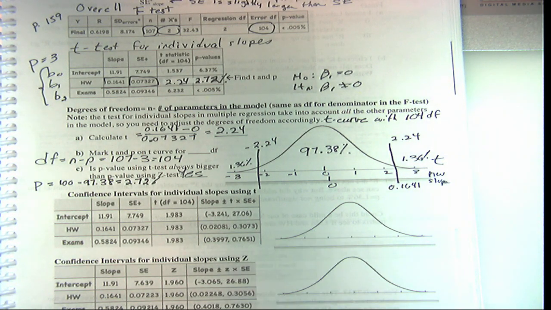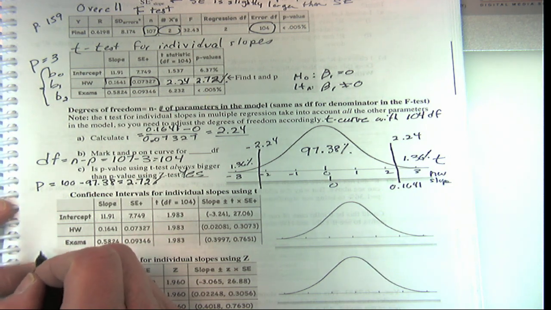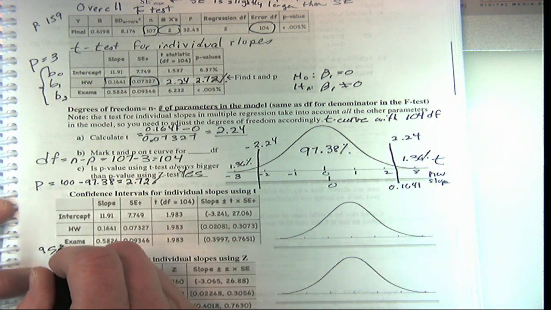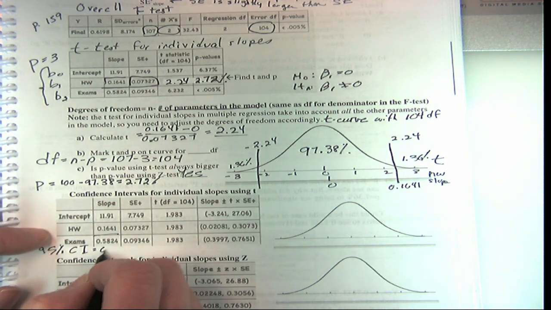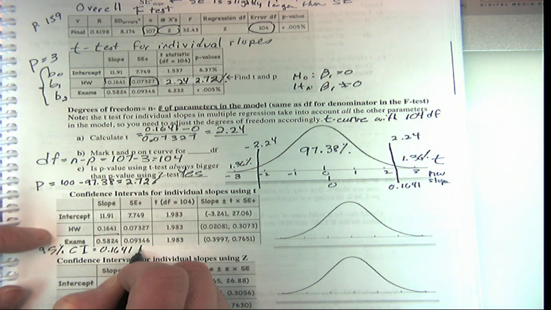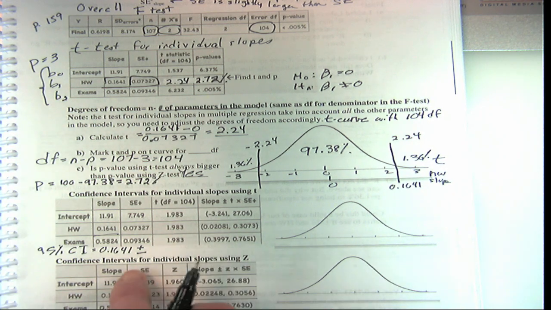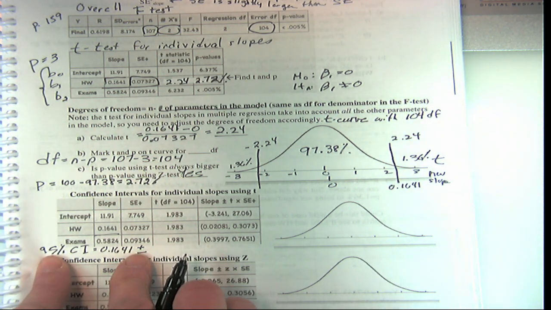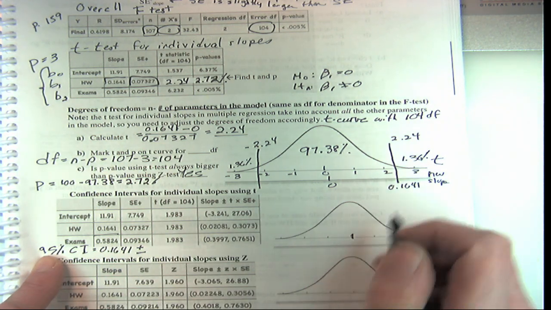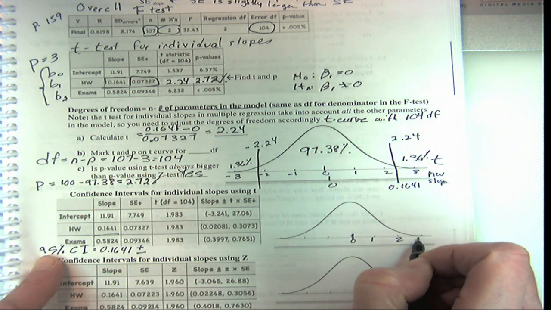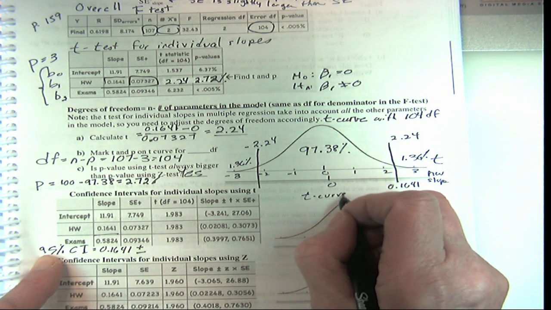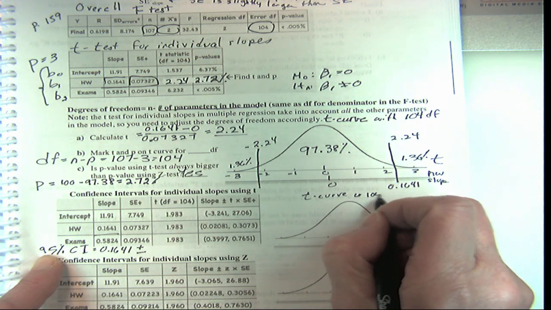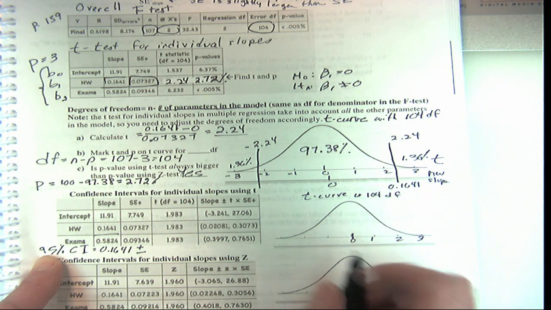Now, remember what the confidence interval is. A 95% confidence interval, that's what these are. We're looking at this, will be our sample slope plus or minus what? The critical value corresponding with 95%. What does that mean? Here we are on the t-curve, the same curve, the t-curve with 104 degrees of freedom. So that's where we are.